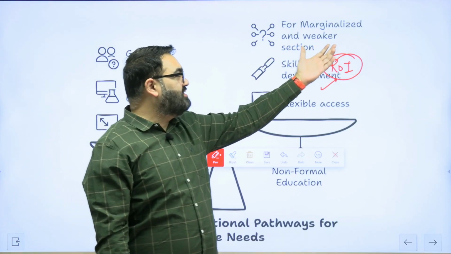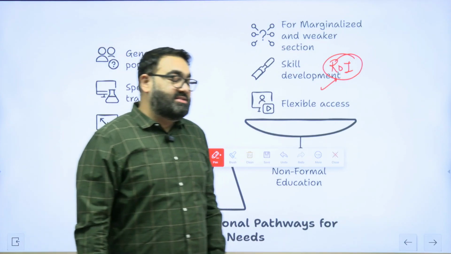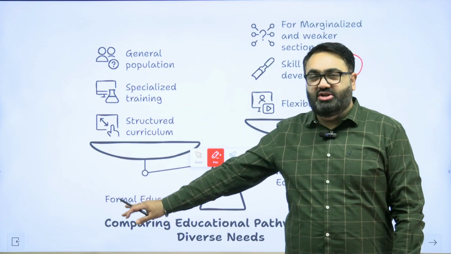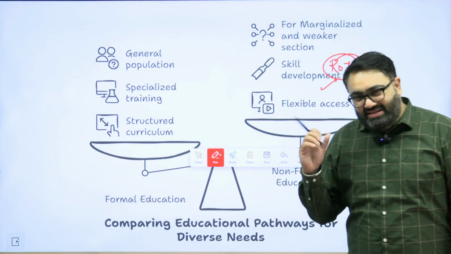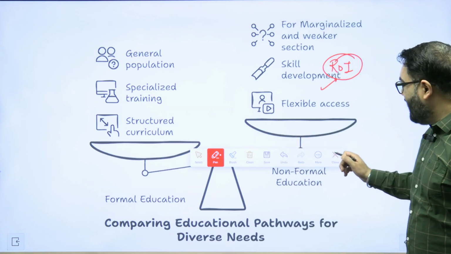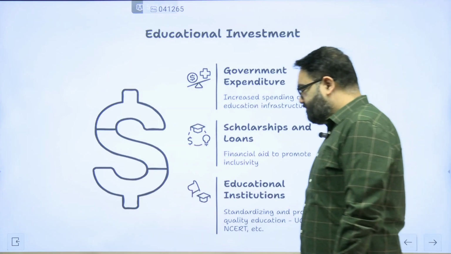It also focuses on marginalized and weaker sections in most cases. When there is a section of the society that is kept away from this general education, the formal education structure, this is where this kind of an education system can come in. So this is how you can also categorize the education system in a country, formal versus non-formal.